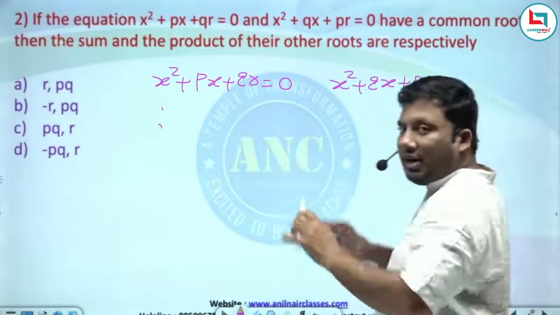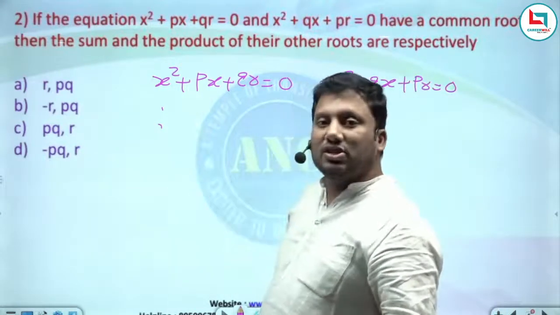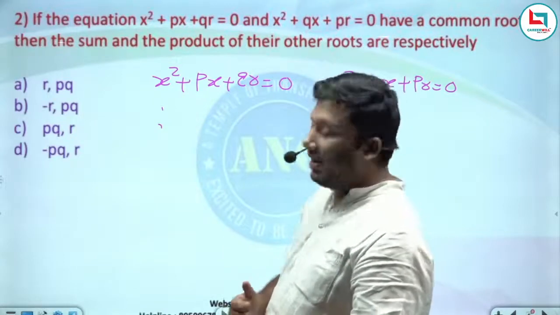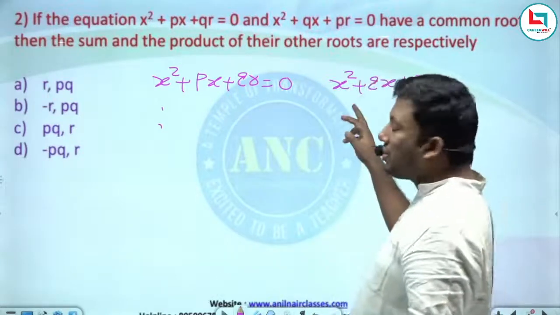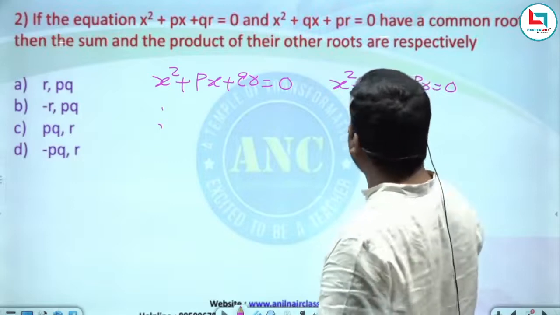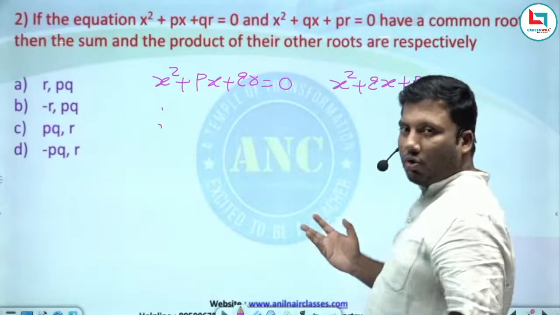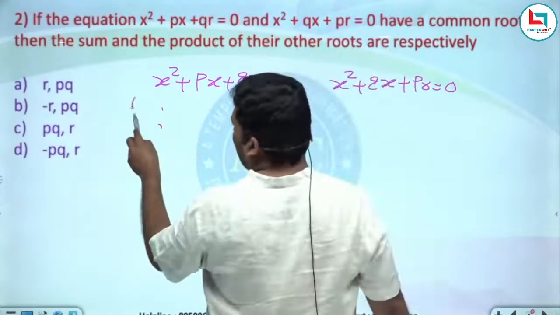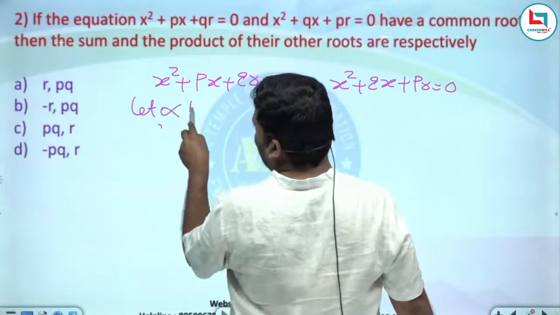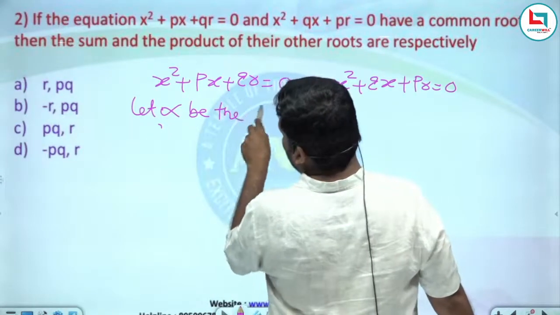There are two different equations. One is x square plus px plus qr equivalent to 0. Another is x square plus qx plus pr equivalent to 0. They have a common root. We do not know what is the common root. Let alpha be the common root.